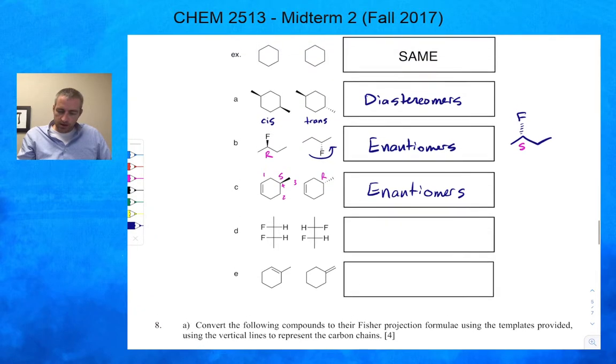These ones are Fischer projections. You can see these aren't clear mirror images of each other, so these are not enantiomers. What you see is that the fluorines are together on the same side here, and they're opposite each other on that one. These are a cis-trans pair, which makes them diastereomers.